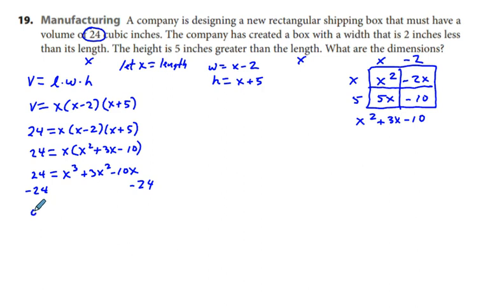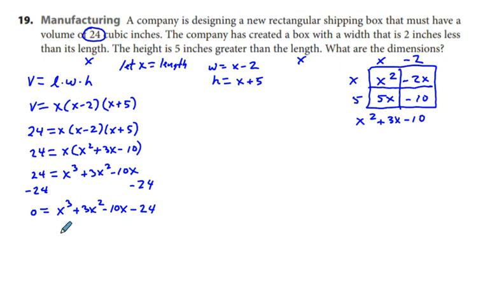So we have 0 is equal to x cubed plus 3x squared minus 10x minus 24. And to solve this equation, we're going to try different values. We're going to look at the rational zeros theorem. So what are the potential zeros here?